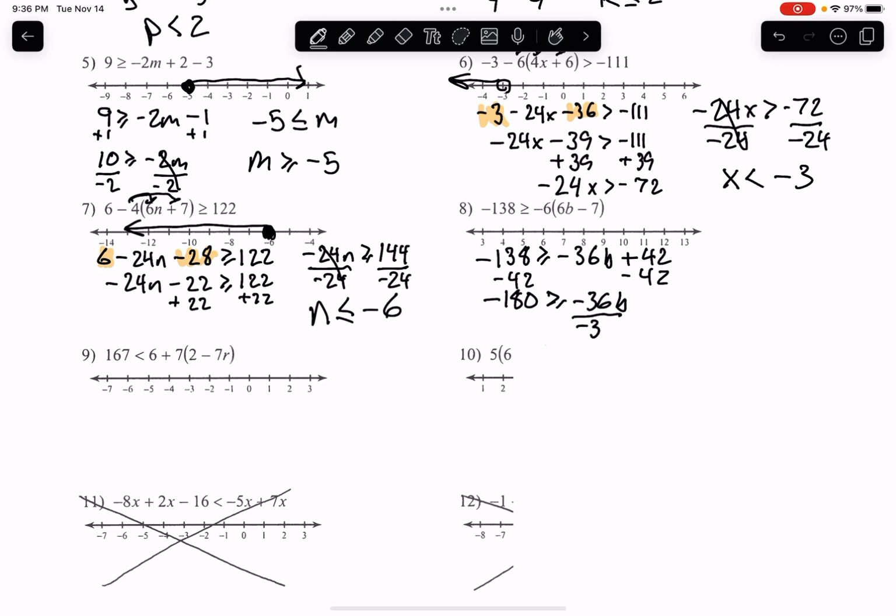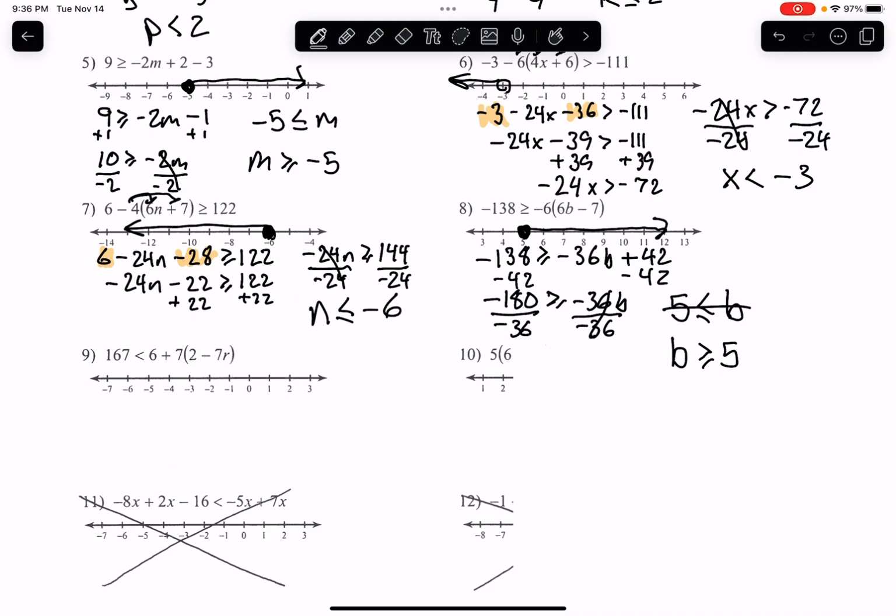Divide by negative 36, divide by negative 36, and we will get 5 is less than or equal to, flip that symbol, dividing by a negative, and b. And we can rewrite this for our arrow trick, greater than or equal to 5. Same thing there. So, closed circle at 5, and arrow going right.